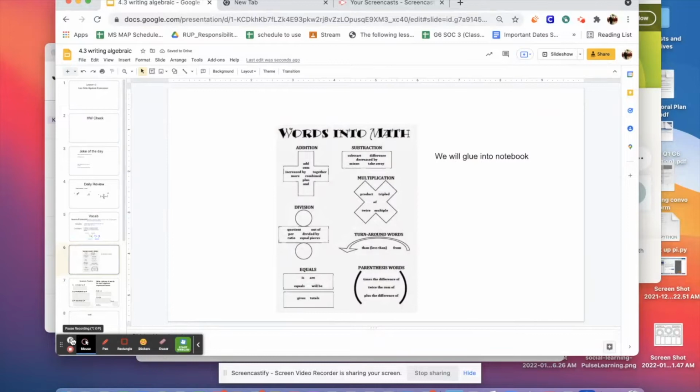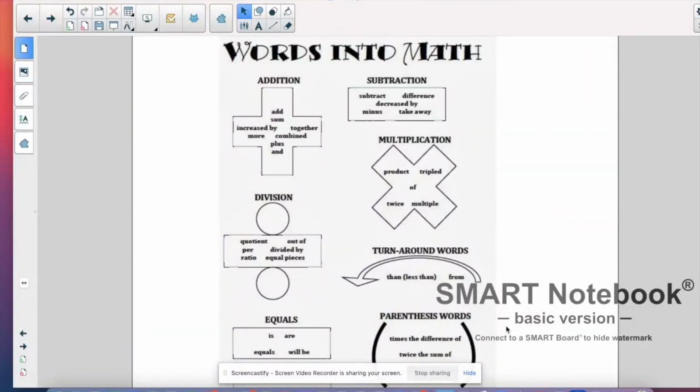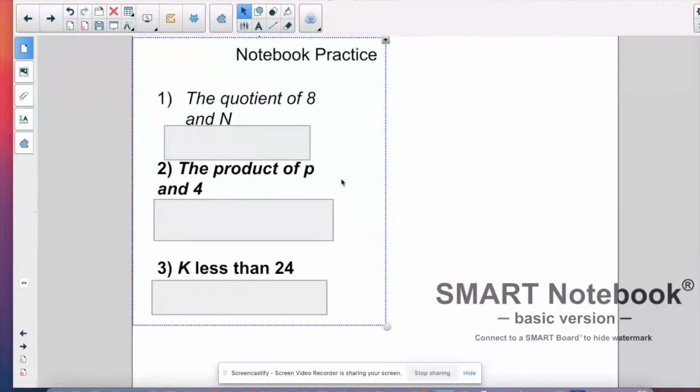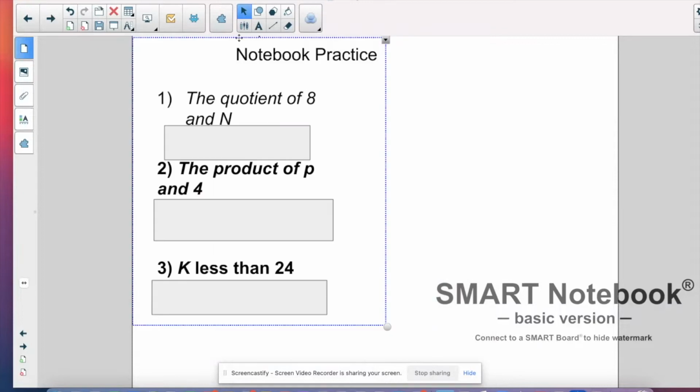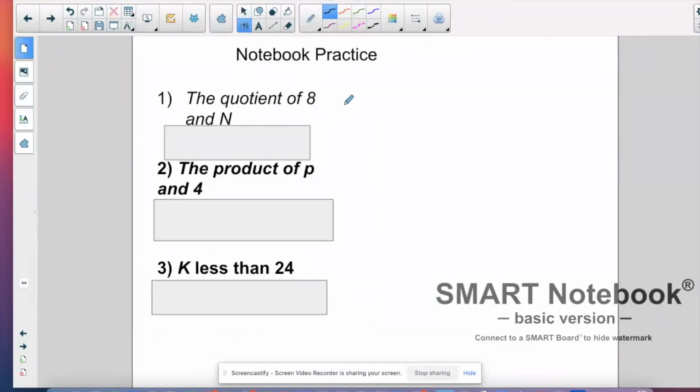Now you should have this handout, and you need to glue this into your notebook. Today we're going to look at these math into words papers to help us out and to solve some questions. So here we go. Number one, the quotient of 8 and n. Quotient means division, if you didn't know that, so you can reference your sheet. So we want to write that into math, so that would be 8 over n. So our answer then is 8 over n, and that is our expression.